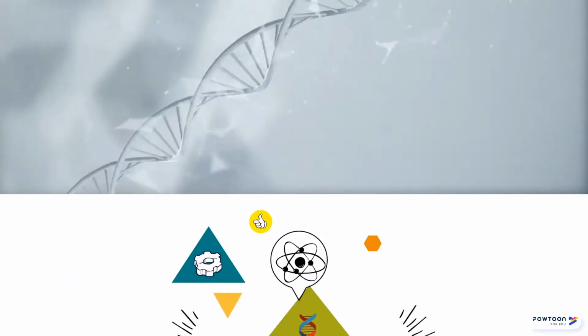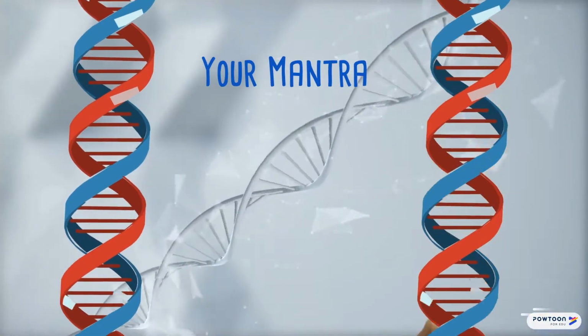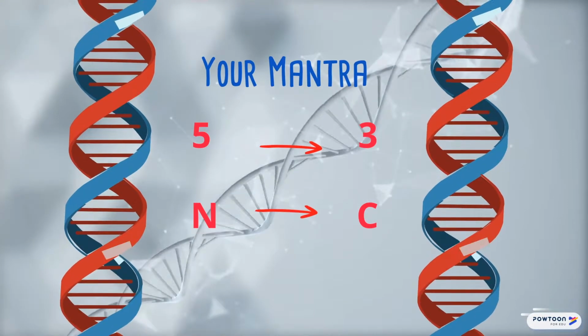So one of the areas that I think is most problematic for me personally and that I've seen students struggle with is just the directionality of DNA synthesis. My mantra for these problems, which you're welcome to use, is 5 to 3, N to C. 5 to 3, N to C, because DNA and RNA are always synthesized in a 5' to 3' direction, and proteins are always made in an N terminal to a C terminal direction.